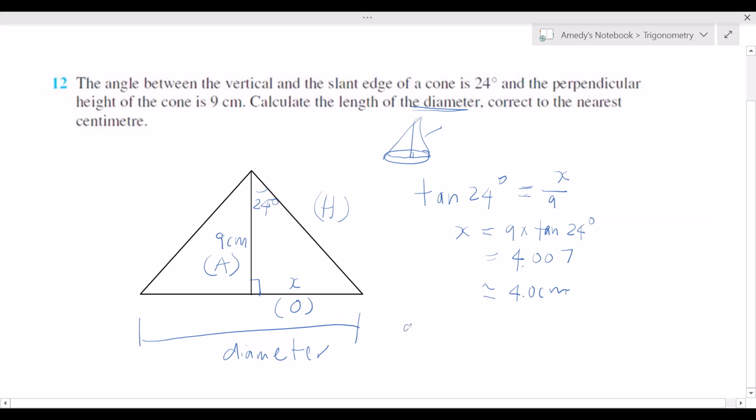Now be careful. Many students stop after this and move on to the next question. You haven't finished yet, guys. Come back. They're asking for the diameter. The diameter is twice the x. So 2 times 4.0 is 8.0 centimeters. But I'm not going to write 8.0 because the question asked me to round to the nearest centimeter. So I have to write 8 centimeters. Got it? I hope these 3 questions give you an idea of how to do problem solving involving trigonometry.